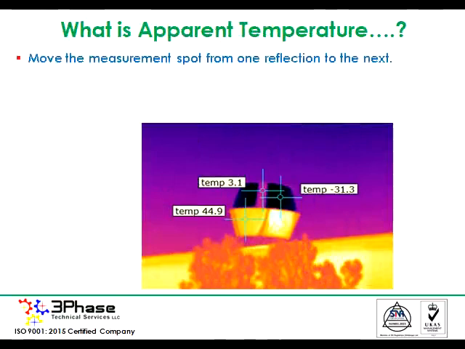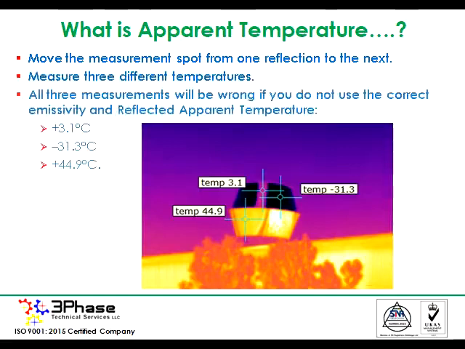Move the measurement spot from one reflection to the next. Measure 3 different temperatures. All 3 measurements will be wrong if you do not use the correct emissivity and reflected apparent temperature. Plus 3.1 degrees centigrade, minus 3.13 degrees centigrade, plus 44.9 degrees centigrade.